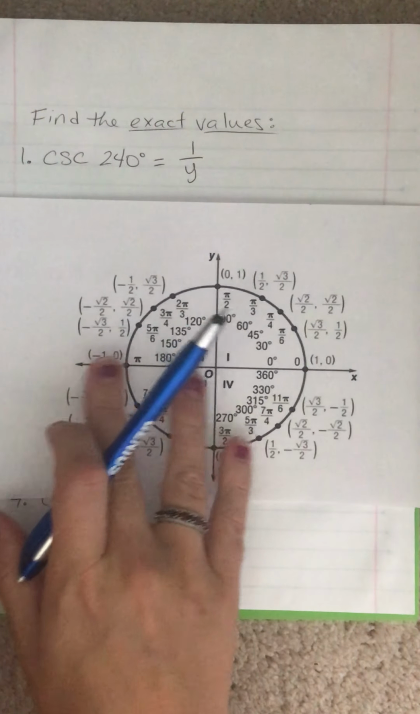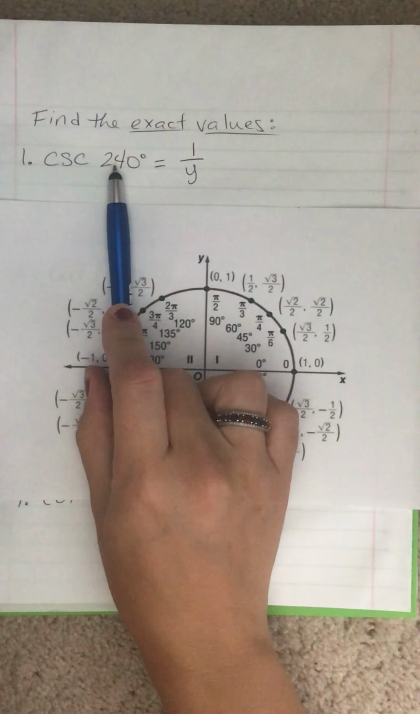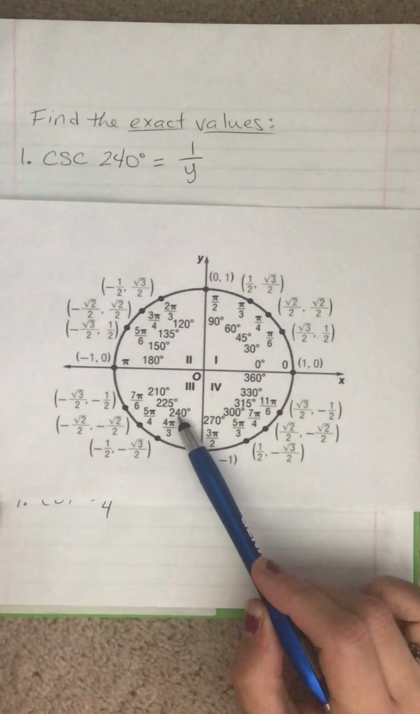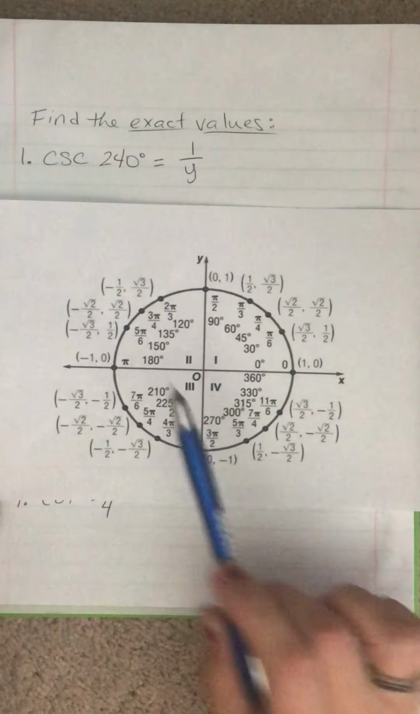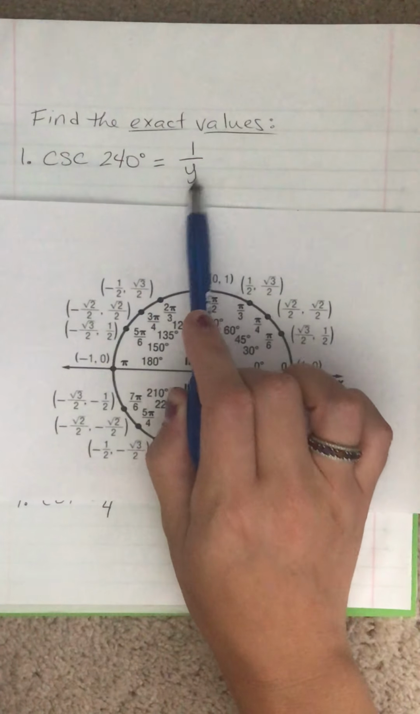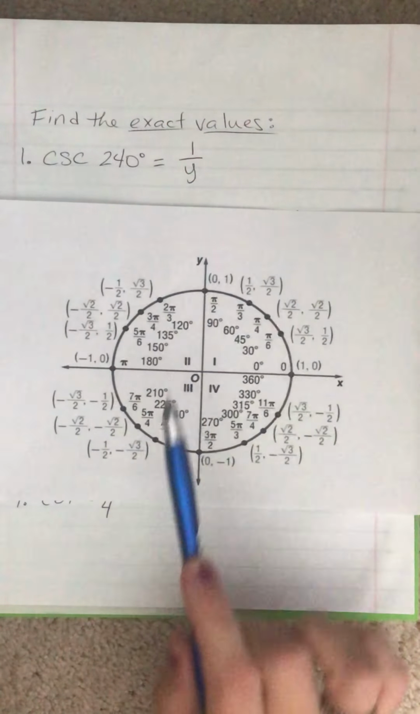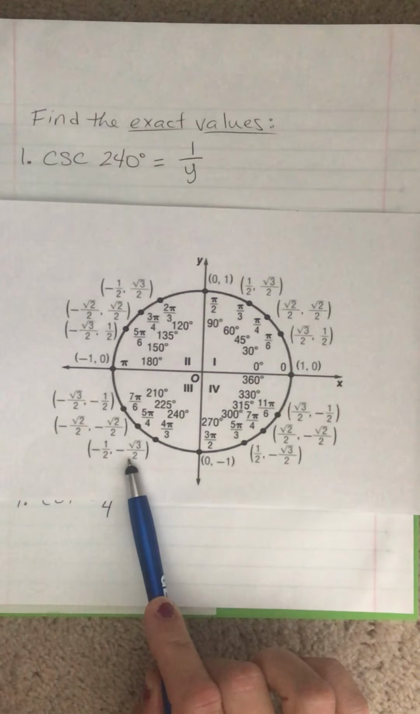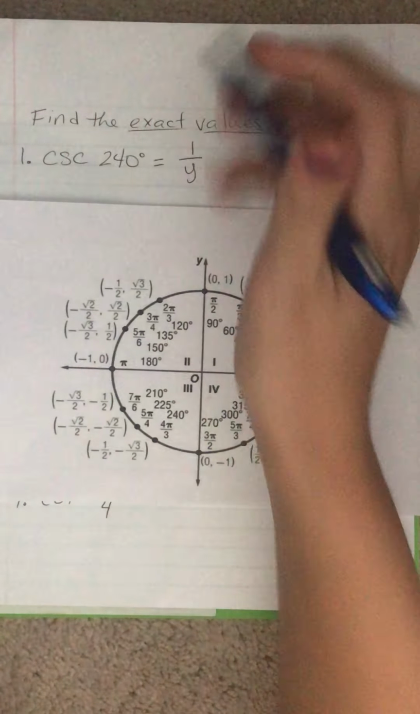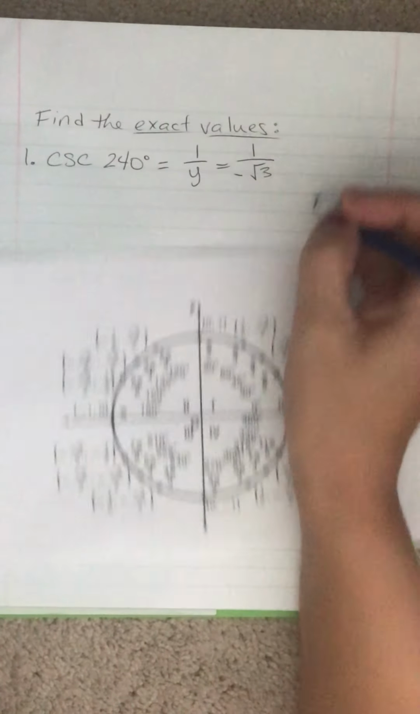And just like the last video that we watched, you start with the angle. Our angle is 240, so we find 240 on the unit circle. Because it's cosecant, and cosecant is the reciprocal to sine, we are going to use the ratio of 1 over y. So the y value of 240 degrees is negative square root of 3 over 2. So that would give us 1 over negative square root of 3 over 2.